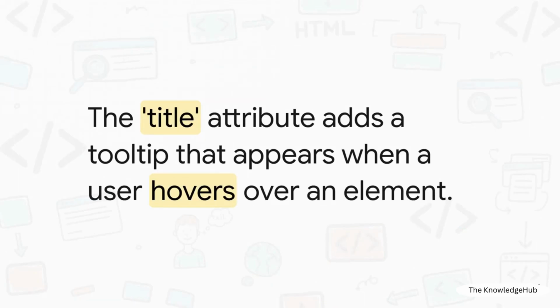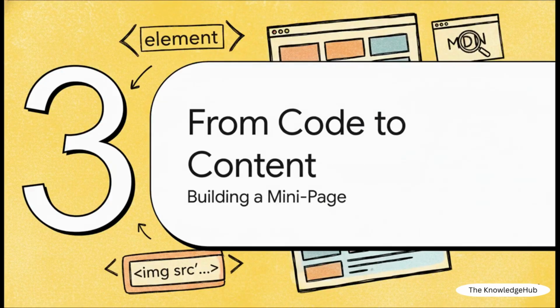A perfect real-world example is the title attribute. Look at this. It doesn't change the text of the heading at all, but what it does is add this hidden piece of information, a tooltip that only pops up when you hover your mouse over it. It's a super simple attribute, but it adds this whole new layer of interactivity. Pretty cool, right?